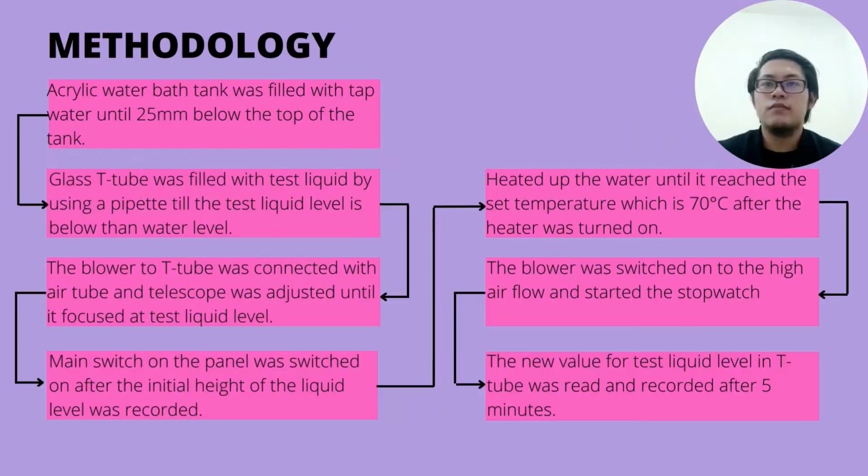Thank you. For methodology, firstly, the water bath tank was filled with tap water until 25 mm below the top of the tank. Secondly, the glass T-tube was filled with test liquid using a pipette until the test liquid level is below the water level. Thirdly, the blower was connected to the T-tube with an air tube and the telescope was adjusted until it focused at the test liquid level. Fourth, the main switch on the panel was switched on after the initial height of the liquid level was recorded. Fifth, the water was heated until it reached the set temperature, which is 70 degrees Celsius, after the heater was turned on. Then the blower was switched on to high airflow and the stopwatch started. Lastly, the new value for the test liquid level in the T-tube was read and recorded after 5 minutes.